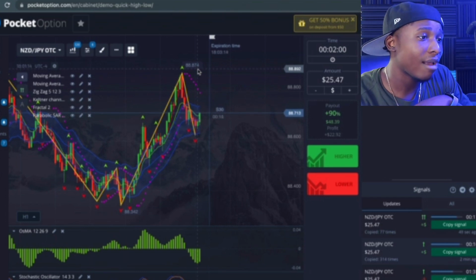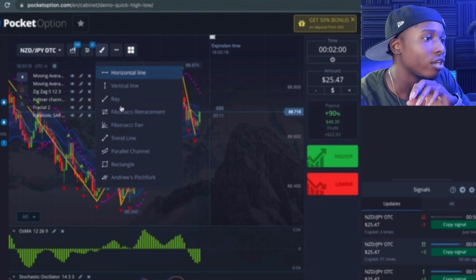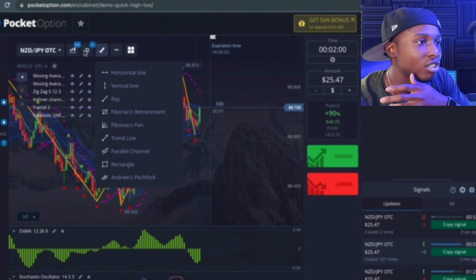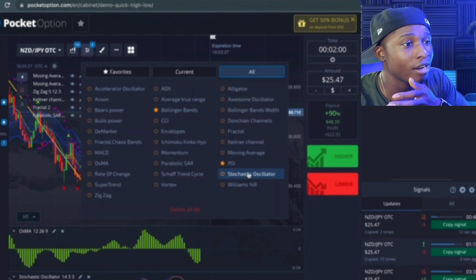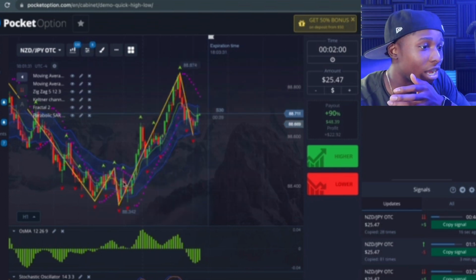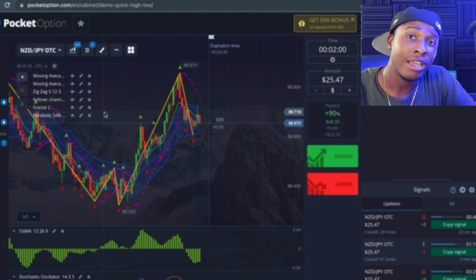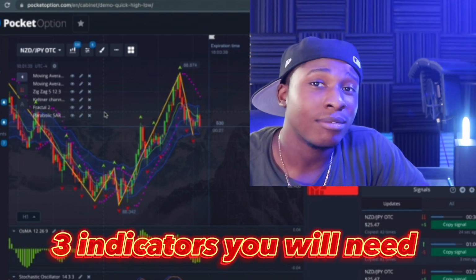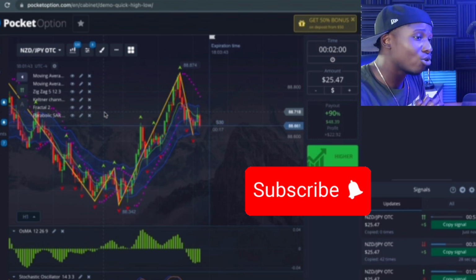Now on Pocket Option, there are tools that you can use over here as well, like the Fibonacci retracement, the horizontal line, and there is a bunch of indicators that you can use as well. As you can see, all these indicators right here, and right now we have an RSI, Bollinger Bands, and much more, guys. We have the OsMA, and we have moving averages, zigzag, and everything. But I'm going to show you 3 indicators that you're going to need for this parabolic SAR strategy, guys. So let's get right into it.